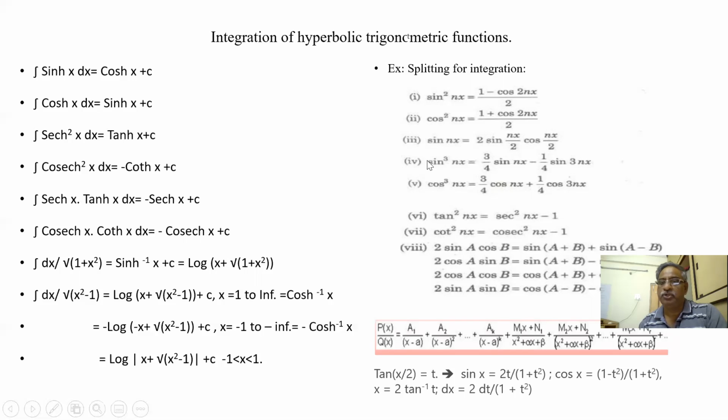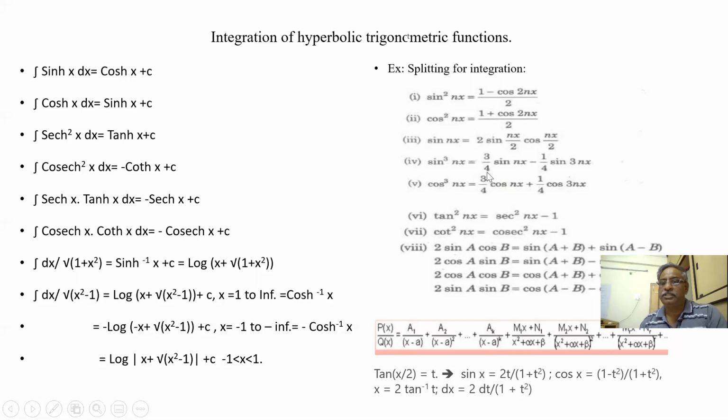Here we are making sin cubed as my subject. So 3 sin x minus 4 sin cubed x. Here cos 3x is 4 cos cubed x minus 3 cos x. So I have to make these things the subject, so I can convert them into a linear expansion where I can integrate.